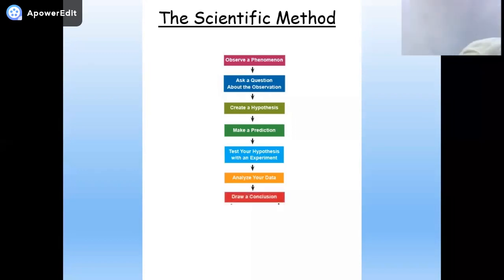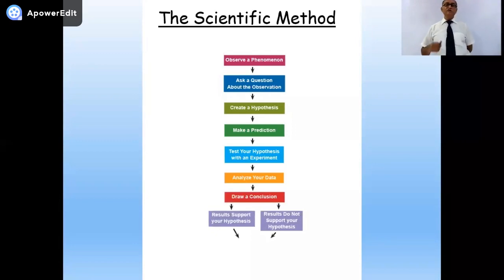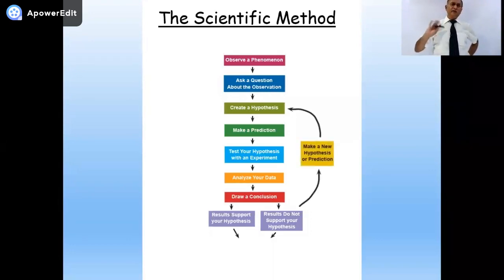So after analyzing, you draw a conclusion. Your conclusion could be correct, or your conclusion could be wrong. If your conclusion is correct, suppose the mobile has started charging, it's correct. You say, okay, after all this process, the result is perfect.